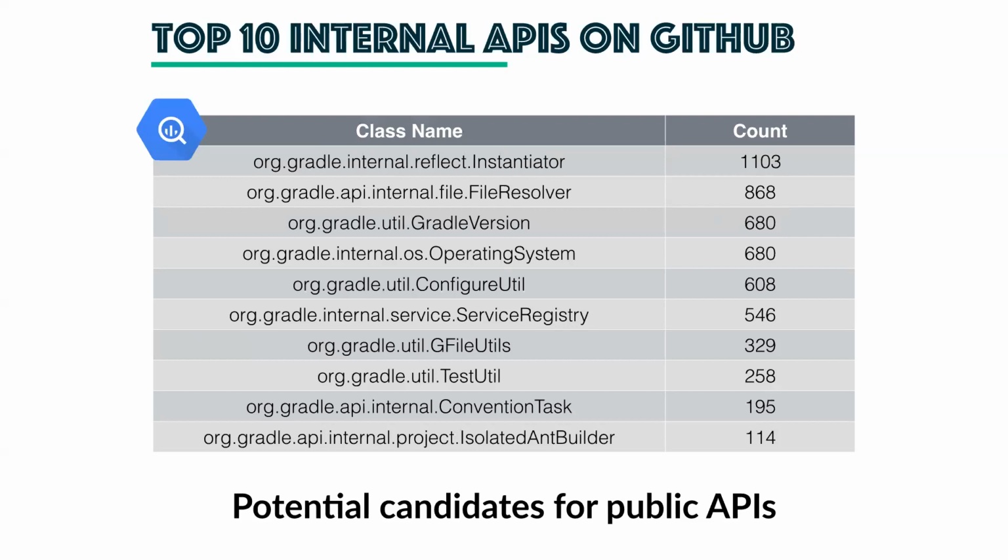So we did a simple search here on GitHub for plugins that are implemented for Gradle. You can see the count of all these internal APIs that are actually already out there being used by external plugins. And you can see those are usually pretty good candidates to make them public. So in the long run, hopefully the Gradle team will take some of these APIs and make them public, or give them a public API representation.